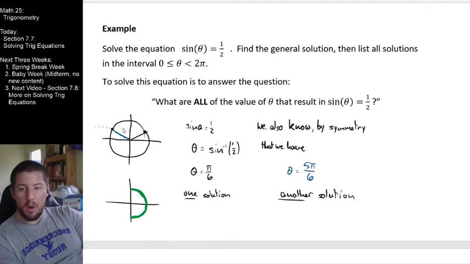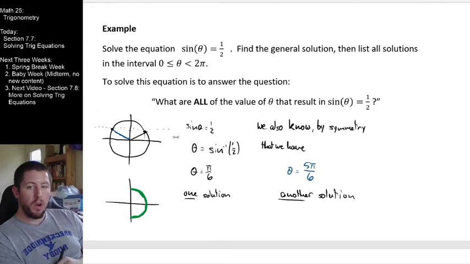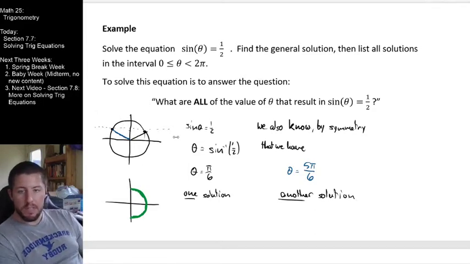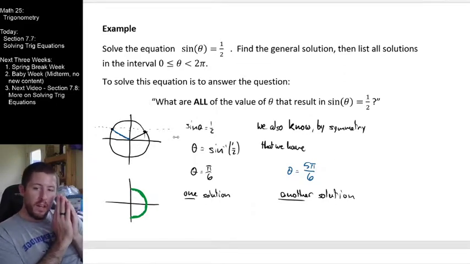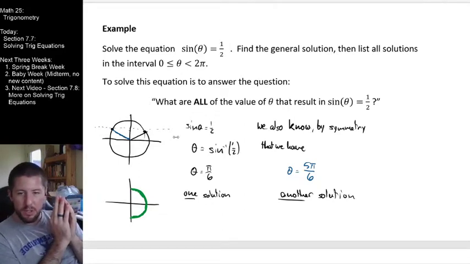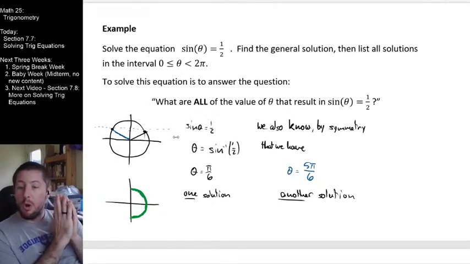And I would say, well, no. It seems like those are the only two places on the unit circle we hit that height of 1/2, right? So it seems like these should be our two solutions in the interval from 0 to 2 pi. It seems like these are the only ones. But then I would say to you, are there any other solutions outside of 0 to 2 pi that should also make this true? Well, you know about coterminal angles.